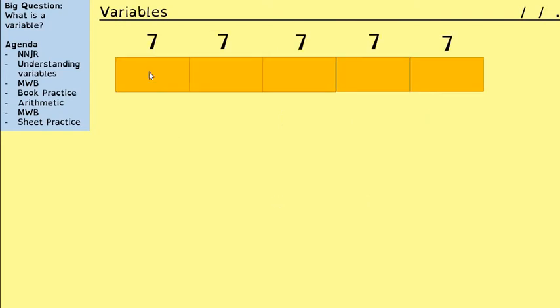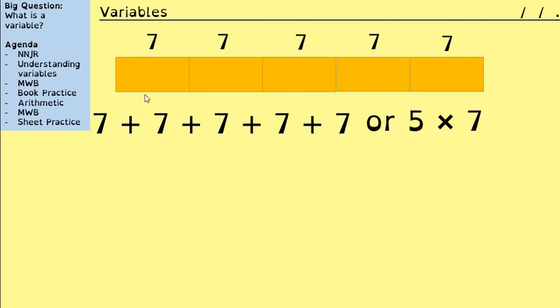So here I have a bar model diagram, and each bar is worth 7. Okay. Now, if I wanted to find the full length of this bar, I could do a couple of different things. I could do 7 plus 7 plus 7 plus 7 plus 7. That would give me the full length of the bar. Or I could just do 5 multiplied by 7. That would also give me the full length.